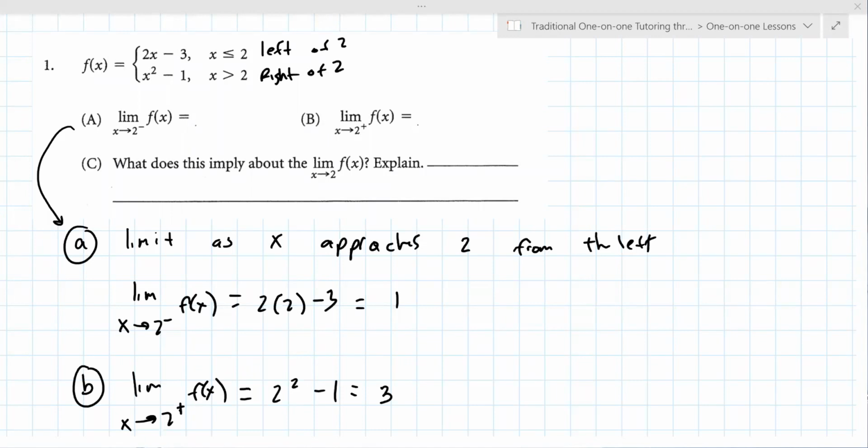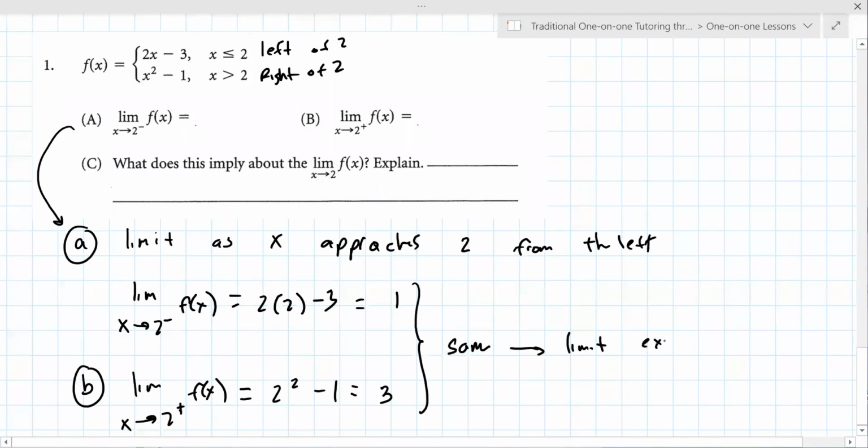And then what would I do for C? This is where you've got to know some calculus. If these are the same, which they're not, then you would say that the limit exists. And so all I have to say is the limit does not exist. Yes. Got it.